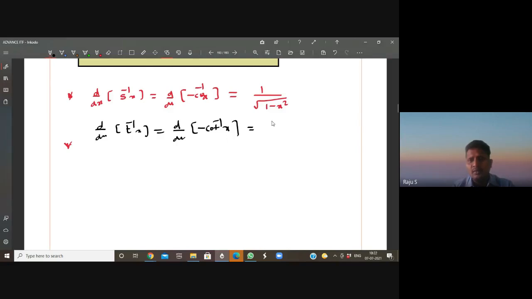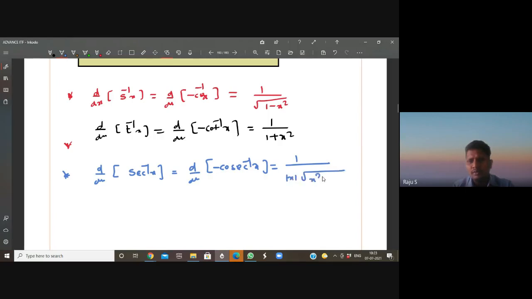It is equal to 1 by 1 plus x square. Both will be same, right? And the third one is d by dx of secant inverse of x, which should be equal to the derivative of minus cosecant inverse of x. That is equal to what? 1 by modulus x root over x square minus 1.